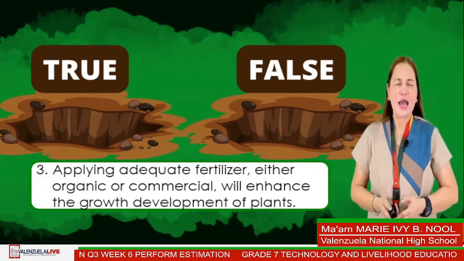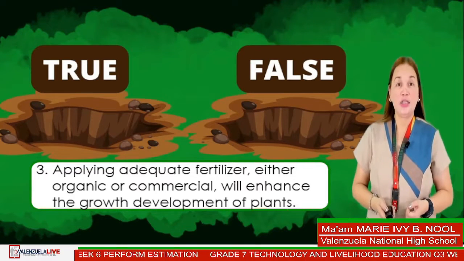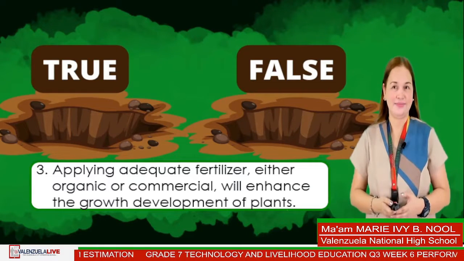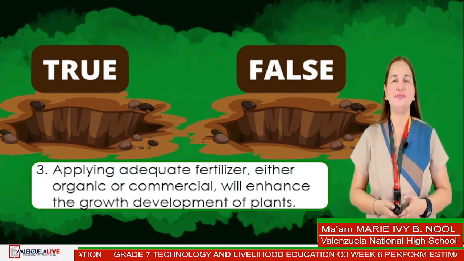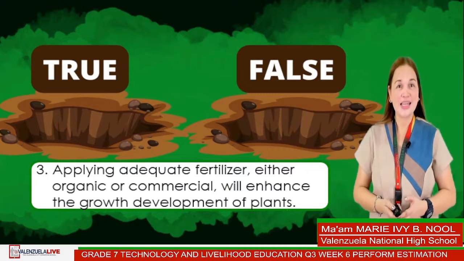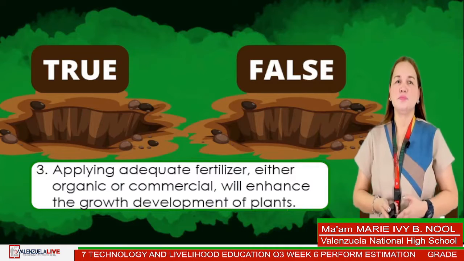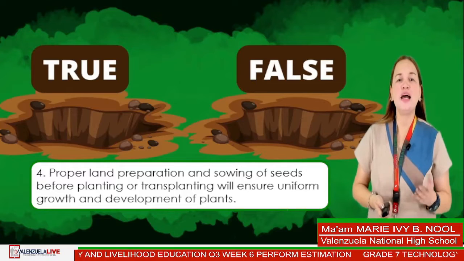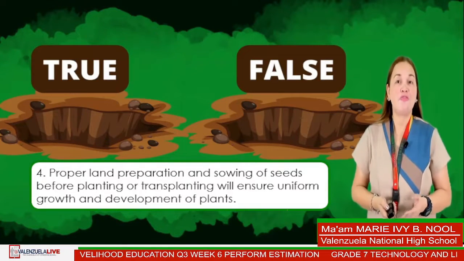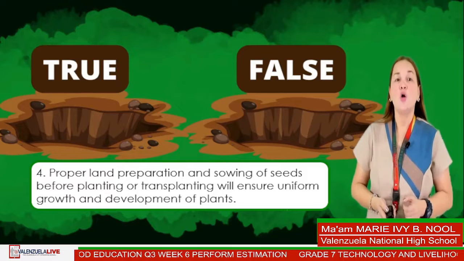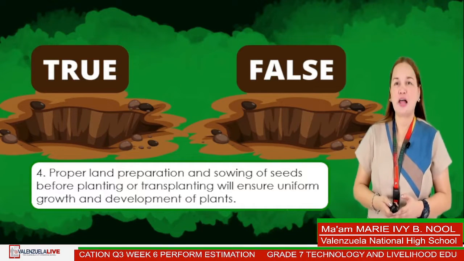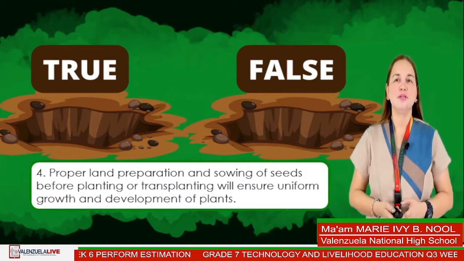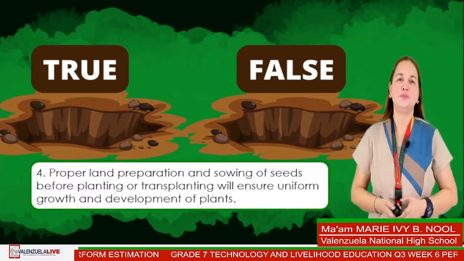Number 3. Applying adequate fertilizer, either organic or commercial, will enhance the growth development of plants. Is it true or false? The answer is true. Number 4. Proper land preparation and sowing of seeds before planting or transplanting will ensure uniform growth and development of plants. Is it true or false? The answer is true.